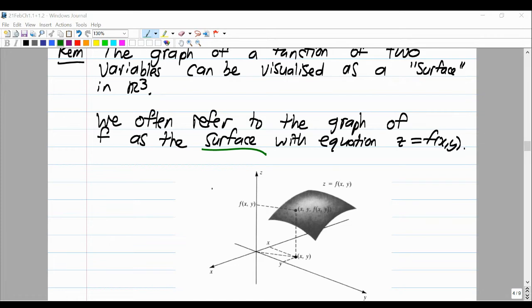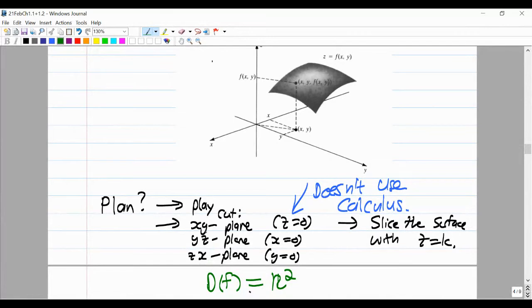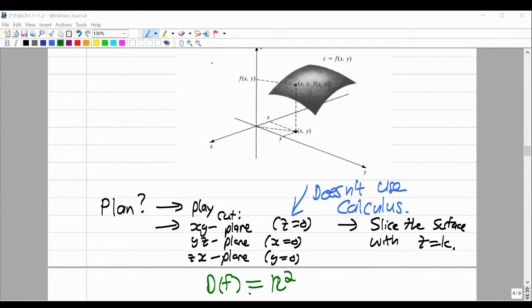All right. So let's quickly talk about this. We want to be able to draw this, and we need a plan to draw this. Obviously you can plot a lot of points, but you want to be a little bit more strategic. We haven't developed the machinery of calculus, and that's coming in chapter 3, so soon. But for now, we want to be able to draw this surface without calculus.